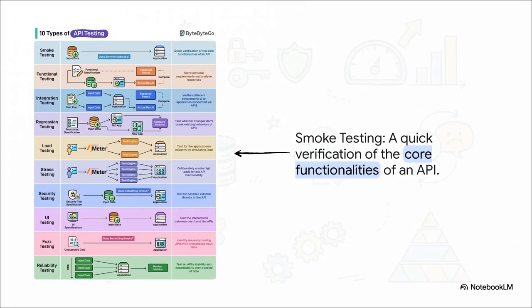First up, we've got smoke testing. And really, it's as simple as it sounds. It's the most basic, is this thing even on kind of check. You send a simple request just to see if you get anything back. It's like turning the key in a car just to make sure the engine turns over before you even think about going for a drive. It's that first vital check.